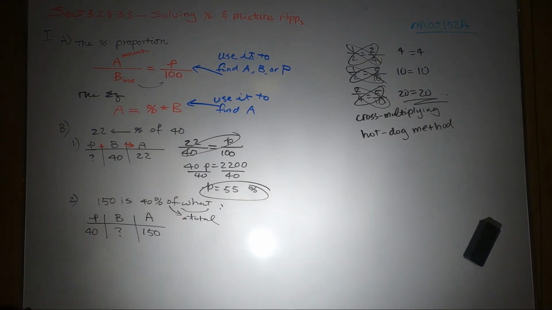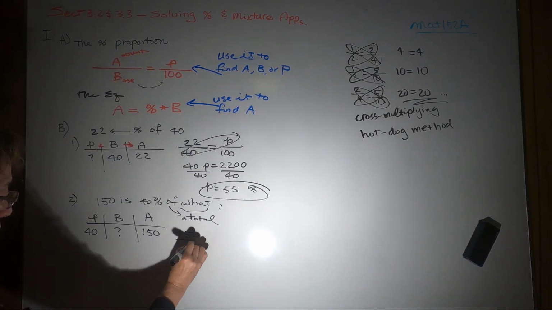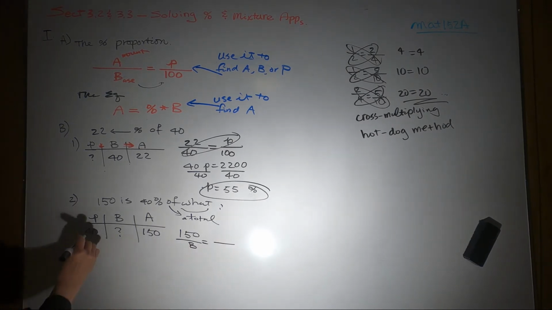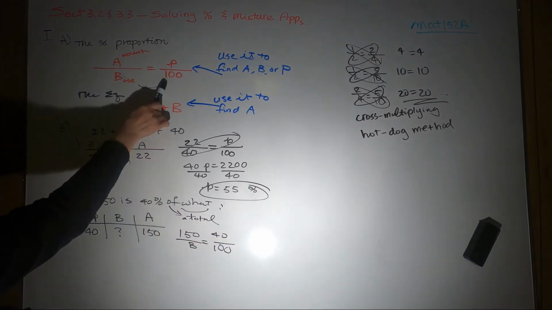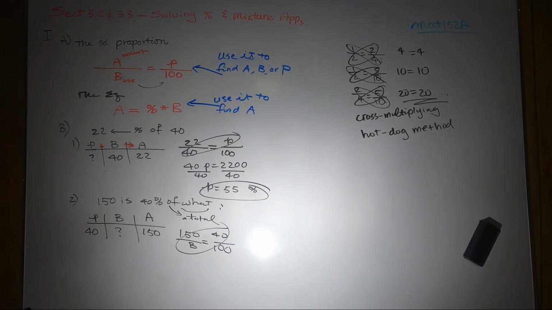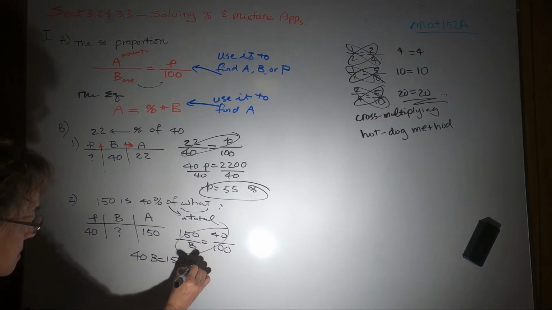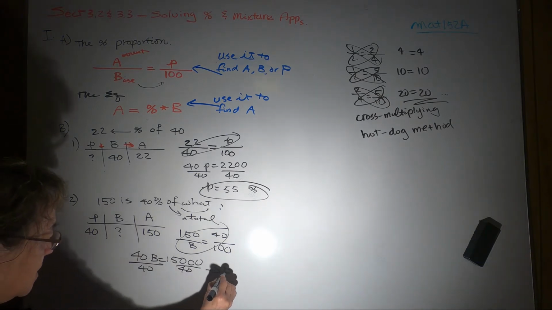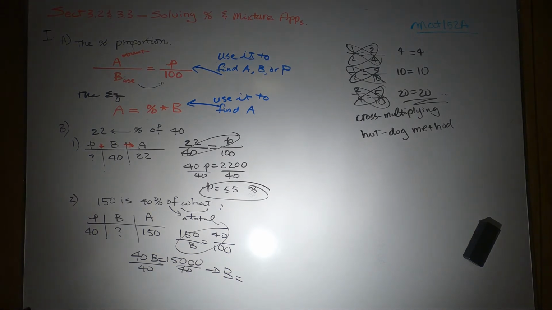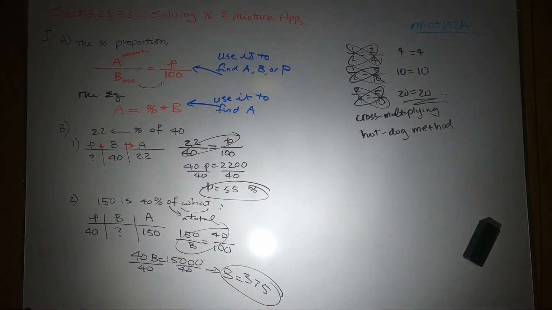Then you can write your proportion. A over B: 150 over B equals what? P is 40 over 100, right? Then we can do our hot dog. We have 40B equals 15000. One, two, three zeros, right? Then you divide it by 40. So your B would be 375. So that would be your answer.